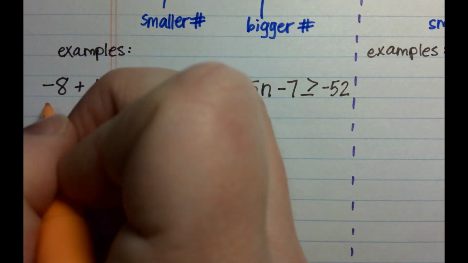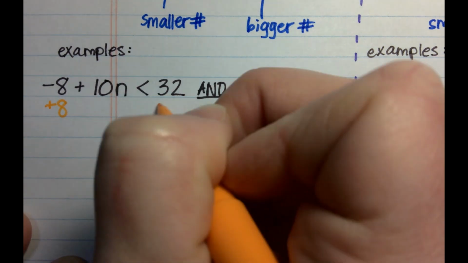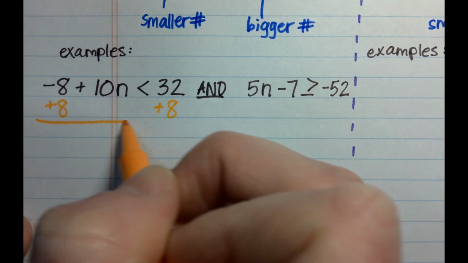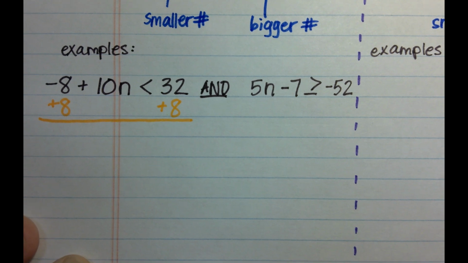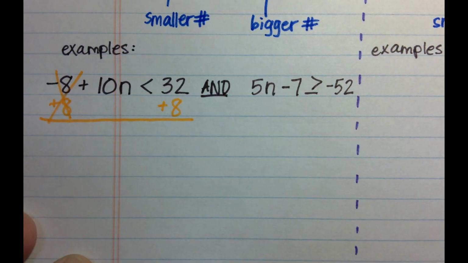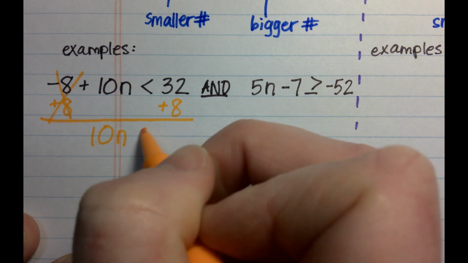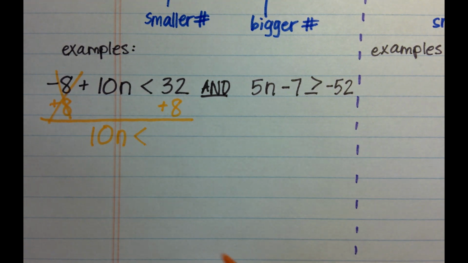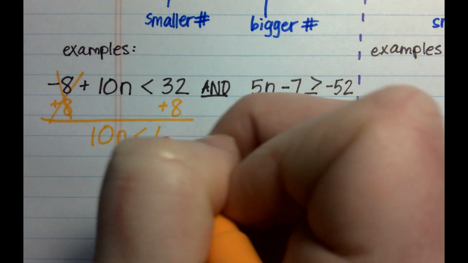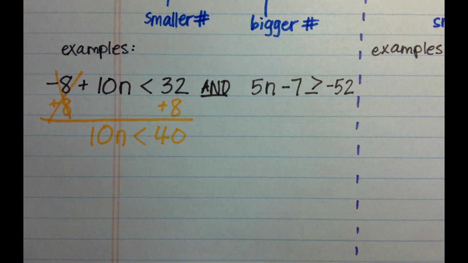Plus 8. Good. Plus 8 on both sides. So bring everything down. I've got 10 times n is less than 32 plus 8, which is 40. Good. Okay, so I have 10 times n is less than 40. What would I do here next?